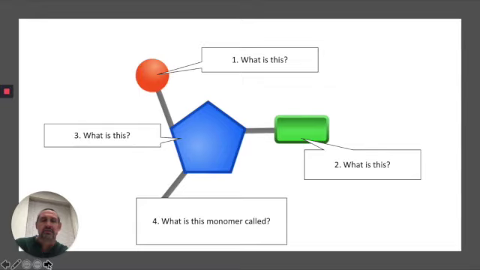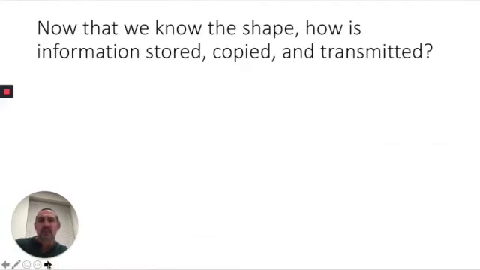So just to review a little bit, this is a nucleotide. The orange ball is a phosphate. The green is a nitrogen base. The blue is a sugar. So now we know the shape, that it is a double helix, this twisted ladder shape. How does it store information? It stores information by the A's and T's and C's and G's. We need to ask questions like, how is it copied and transmitted?